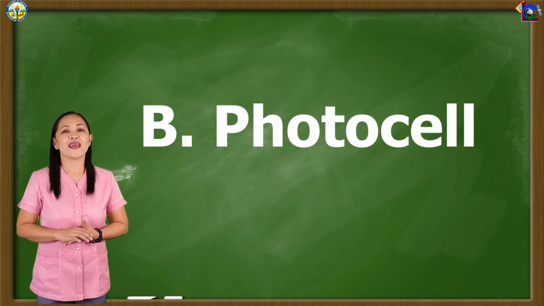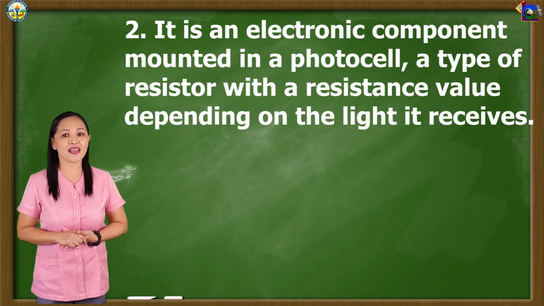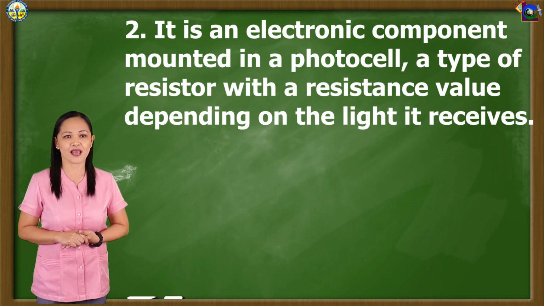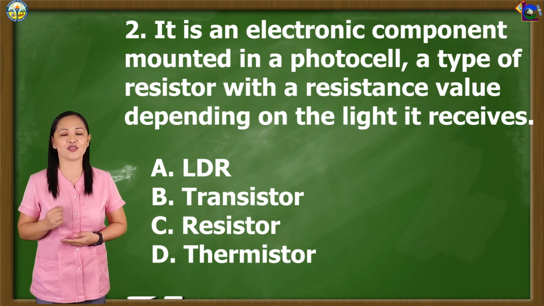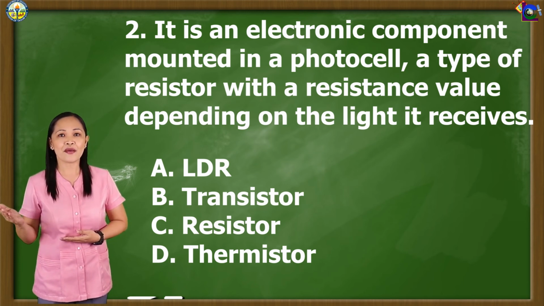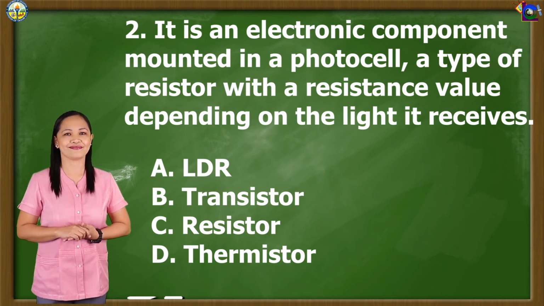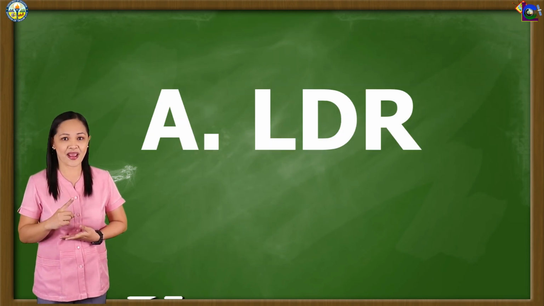Number 2. It is an electronic component mounted in a photocell, a type of resistor with a resistance value depending on the light it receives. Letter A, LDR. B, transistor. C, resistor. D, thermistor. The correct answer is letter A.